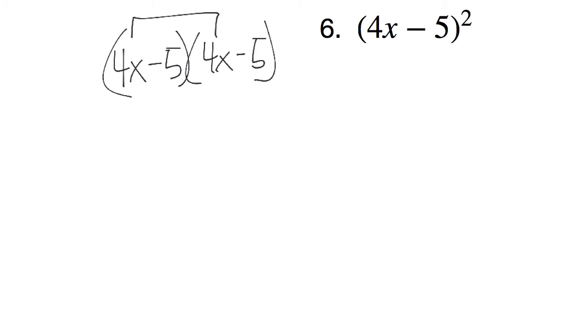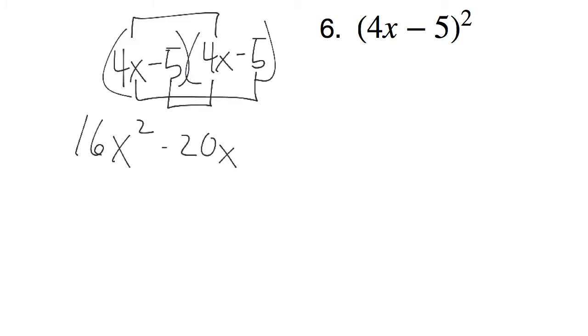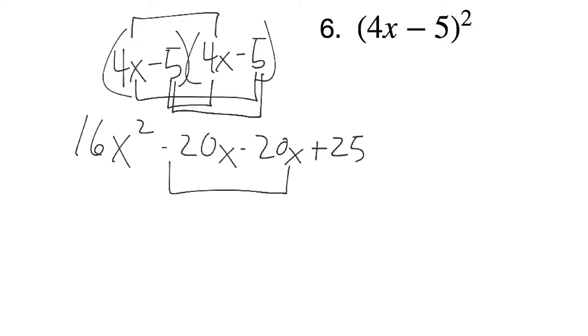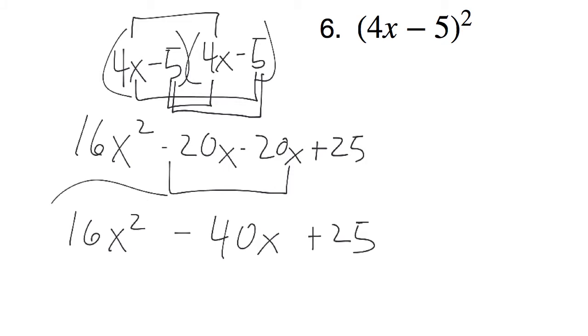First terms would be 16x squared. Outside terms are negative 20x. Inside terms are also negative 20x, and last terms are positive 25. It's actually a lot faster, and a required, to memorize shortcut to say that this is the answer.